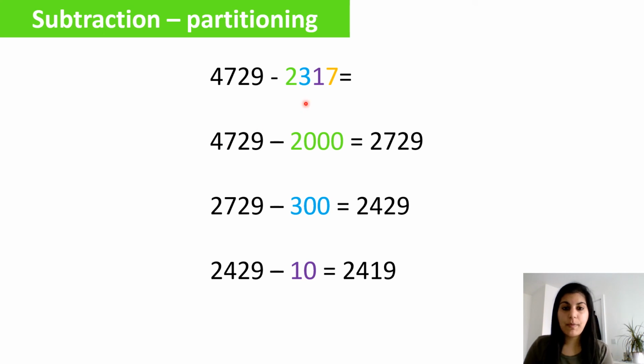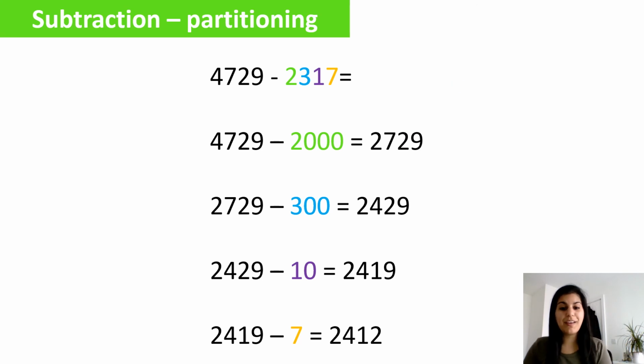I then need to take away my 10. I've got 1 10 in this number. So 2,429 take away 10. Only my tens digit should be changing. So it will be 2,419. And lastly, I need to take away my ones. And I've got 7 ones in this number. So 2,419 take away 7 is 2,412. So the answer you should have got is 2,412. How did you get on?